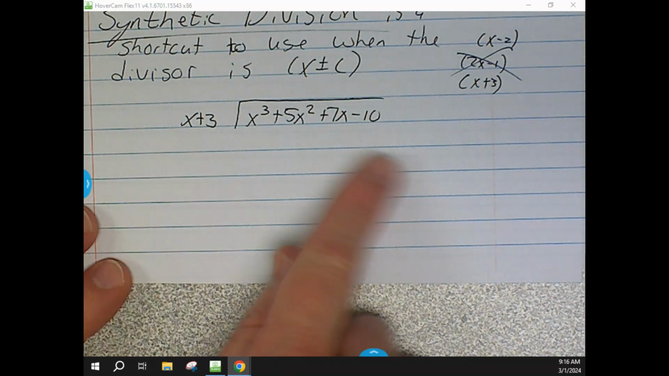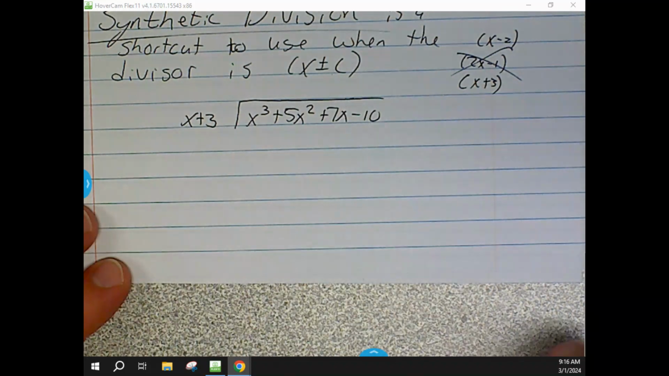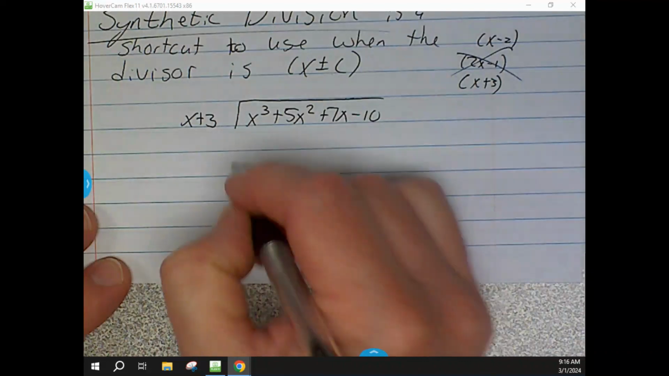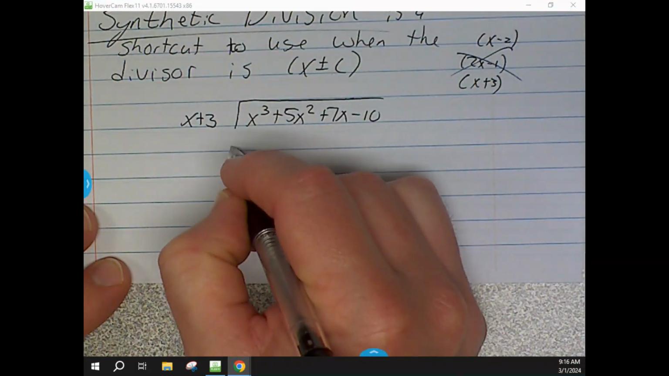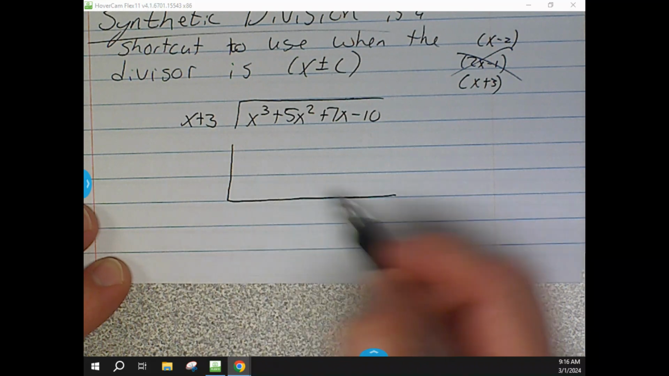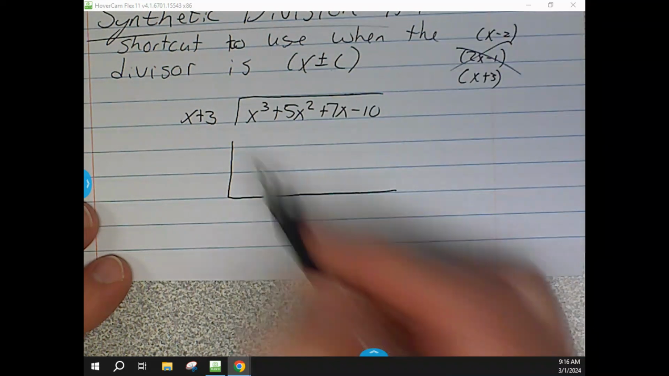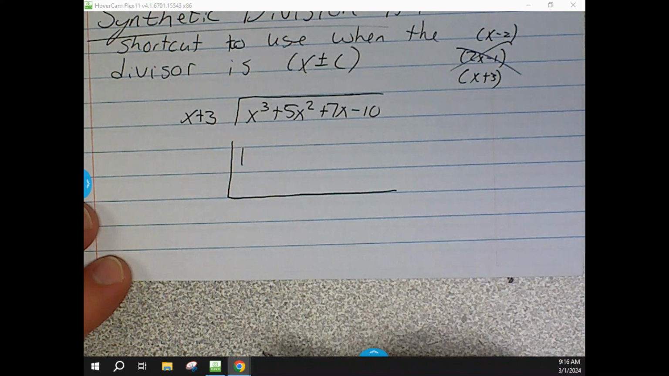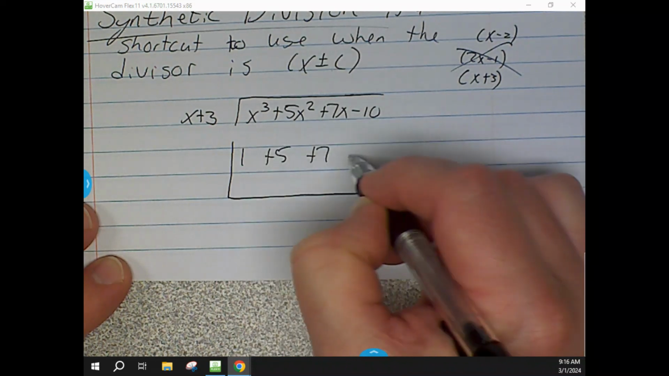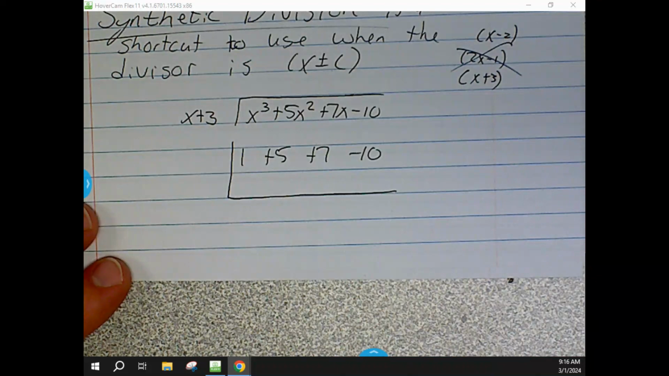Okay, so everything is in order. Everything is lined up. So when we do step 2 on our synthetic division, again, we keep referencing back to this, we're going to draw this division bar upside down, and you're only going to bring down the coefficients. So you're going to bring down a 1 for the x to the third, a positive 5, a positive 7, and a negative 10.